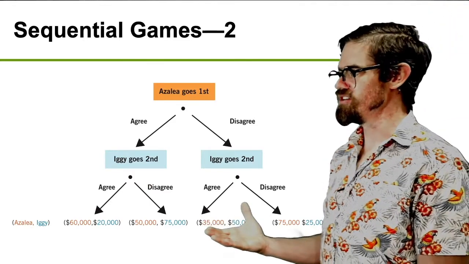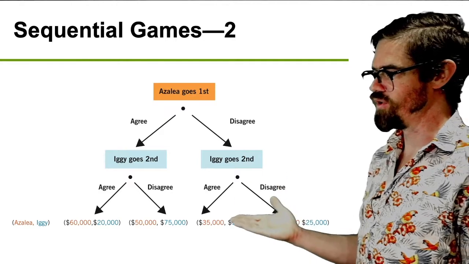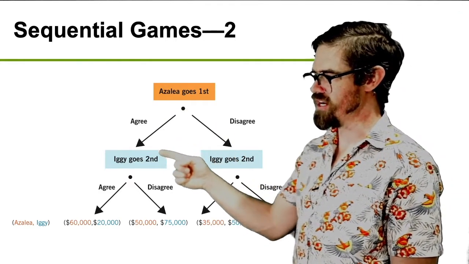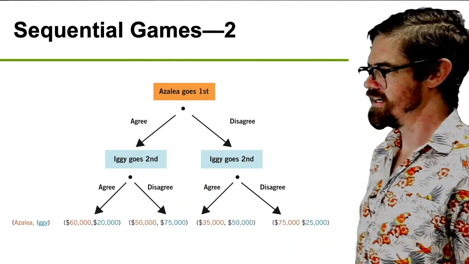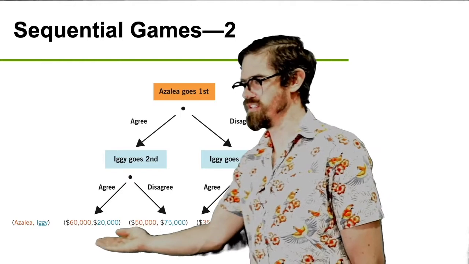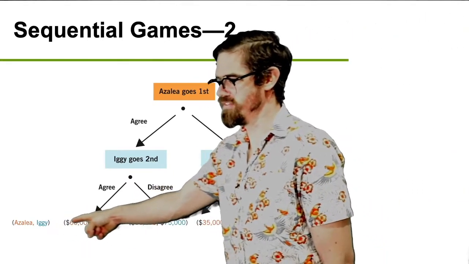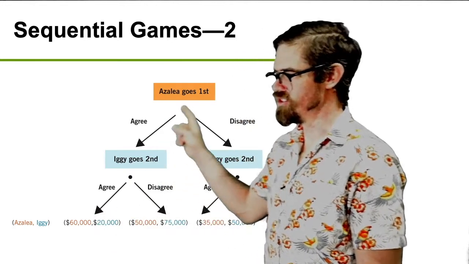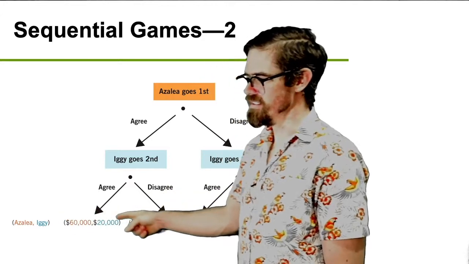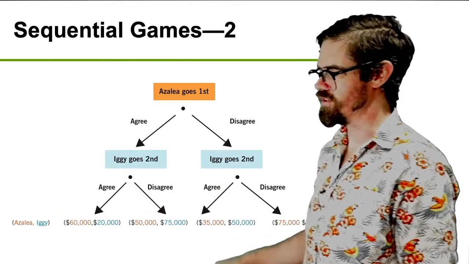But what if it was a sequential game instead? With sequential games, we represent them with what's called a game tree, because it kind of has these nodes and branches, kind of like a tree. Down here are the various outcomes. You'll note that Azalea's payoff is the first one, since she's the first mover, and Iggy's is the second payoff in these pairs because Iggy is the second mover.